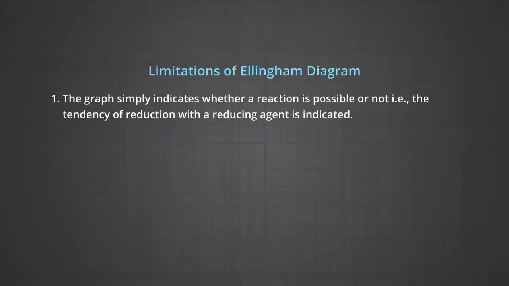Let us see the limitations of the Ellingham diagram. The graph simply indicates whether a reaction is possible or not. That is, the tendency of the reduction by a reducing agent is indicated. This is so because it is based only on thermodynamic concepts. It does not say anything about the kinetics of the reduction process. We cannot answer questions like how fast it could be.